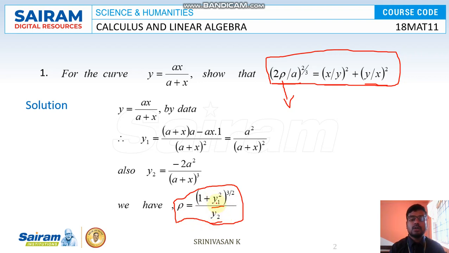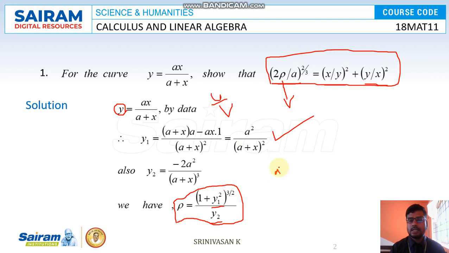How to find y1? So this is y equal to ax divided by a plus x. So y1 is the differentiate with respect to x. This is u by v form. So v into du minus u into dv, divided by v square. If you apply this formula, we will get a square divided by (a plus x) the whole square. This is y1, and y2 we will get minus 2a square into (a plus x) power 3.